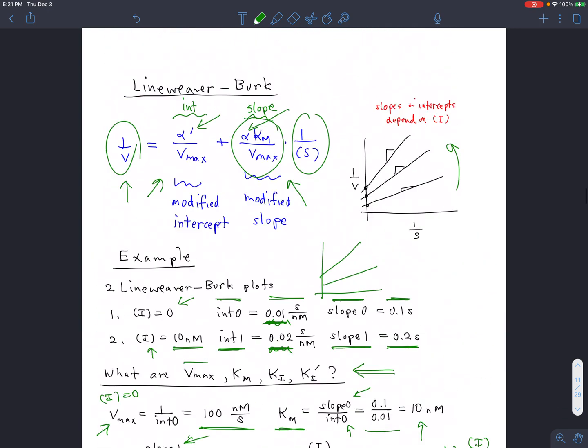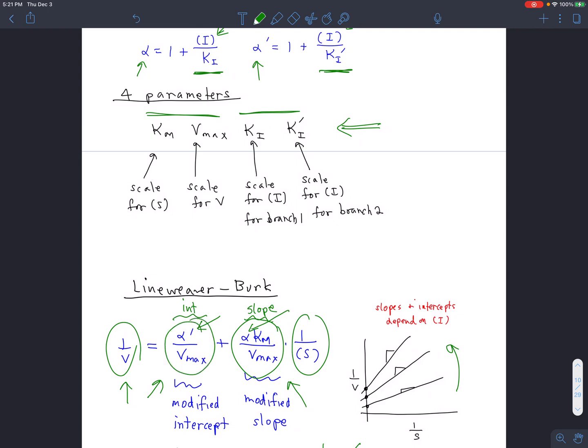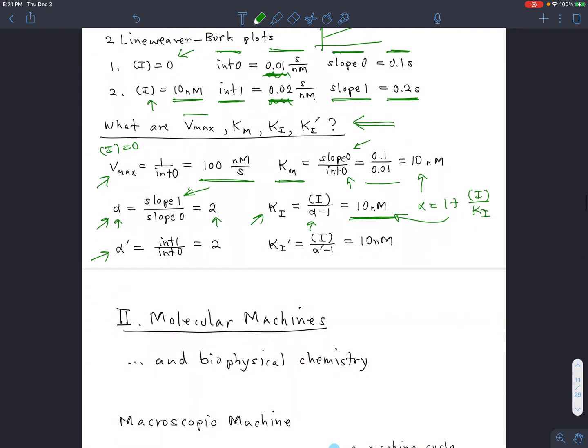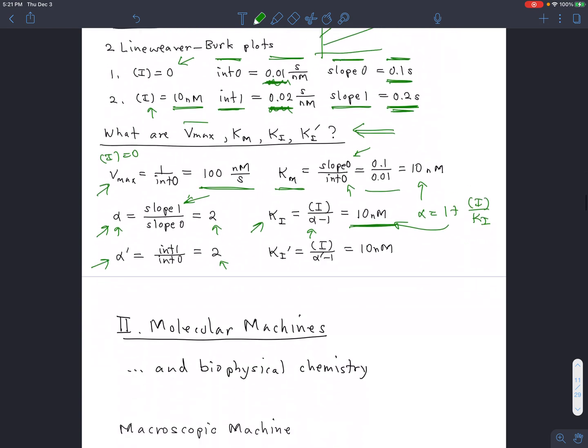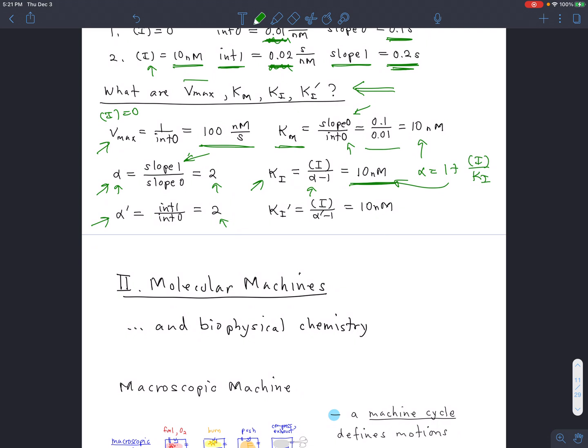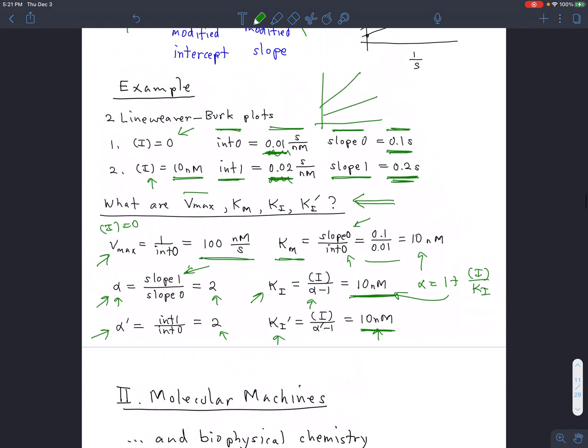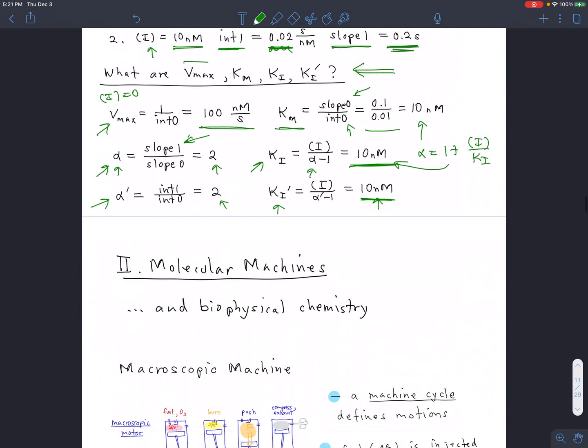Alpha prime is the same thing, but using the intercept here instead of the slope. And again, you get a value of 2 because the intercepts are 0.2 for the inhibited case and 0.1 for the uninhibited case. And again, that gives you a Ki prime of 10 nanomolar. So in this very simple example, the 2 Kds are the same value, and that's why both branches are on. That's why both the slope and the intercept were changing at the same time. All right, that's it for enzyme inhibition.